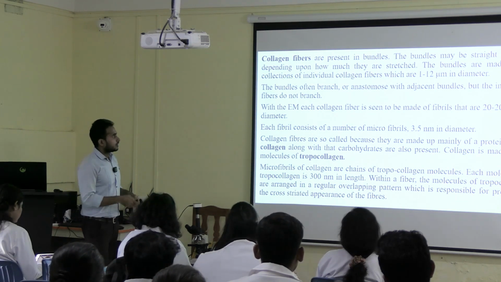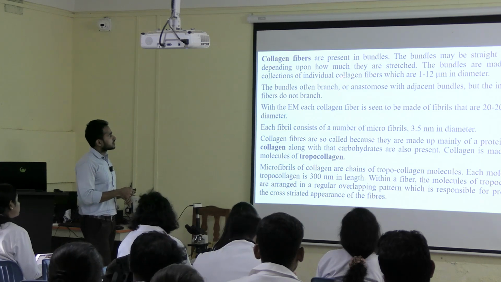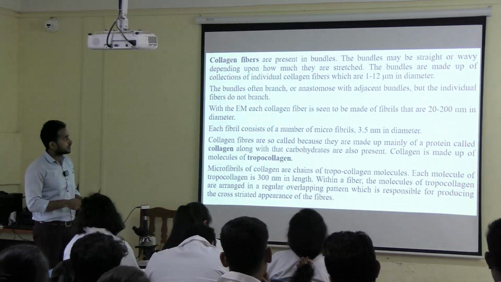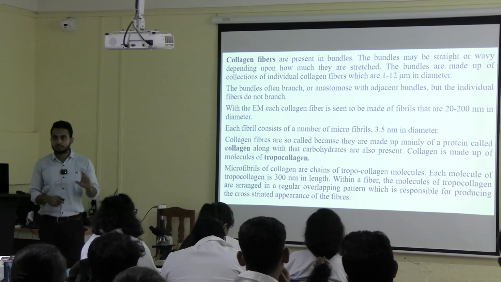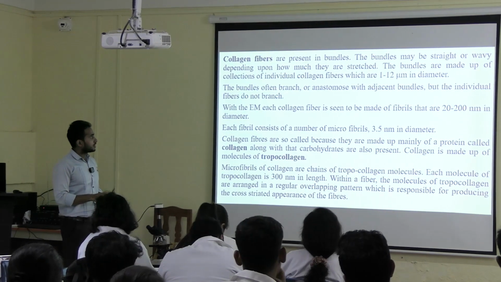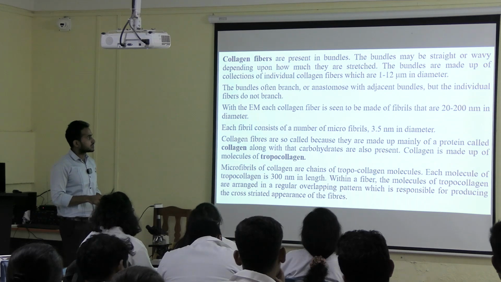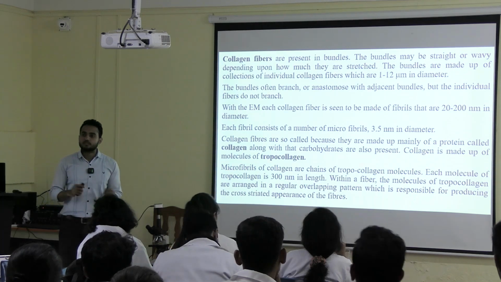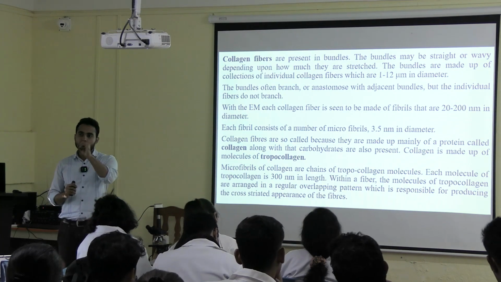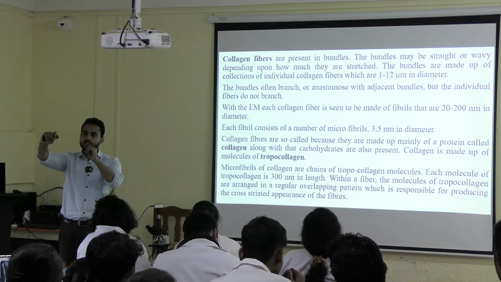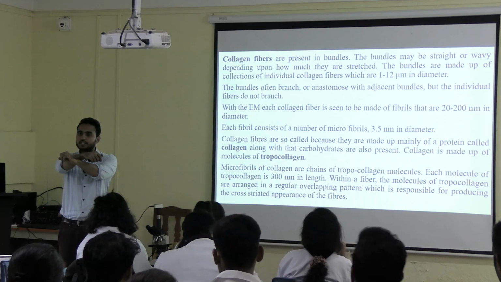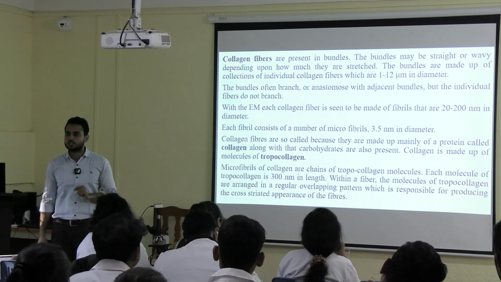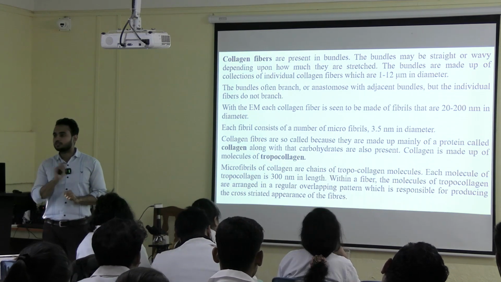Next, the bundles are made up of a collection of individual collagen fibers, and the diameter of the individual collagen fibers is approximately 1 to 12 micrometer. So this is the microscopic structure. Next, the bundles often branch or anastomose with adjacent bundles, but the individual fibers do not branch. Very important point. Suppose one bundle is going like this, another bundle is going like this. They can branch or anastomose, but a single fiber will never branch or anastomose. They will always run parallel to each other. That is the unique property of collagen fibers.